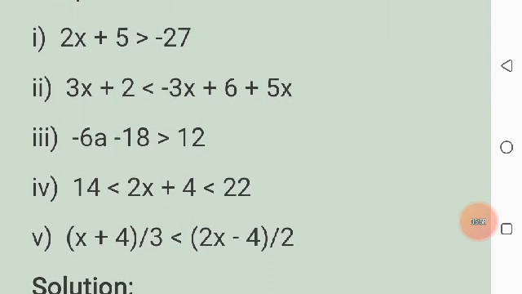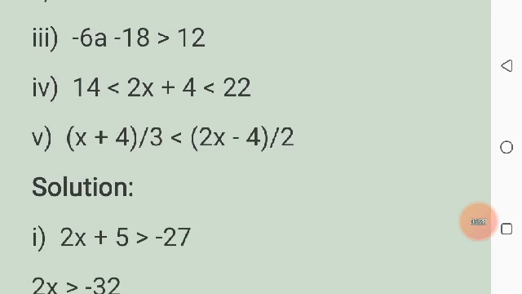3. Minus 6a minus 18 is greater than 12. 4. Minus 14 is less than 2x plus 4 is less than 22. 5. x plus 4 all over 3 is less than 2x minus 4 all over 2.